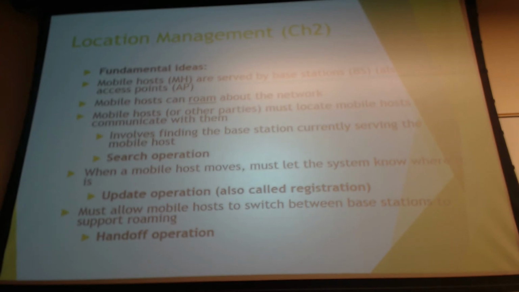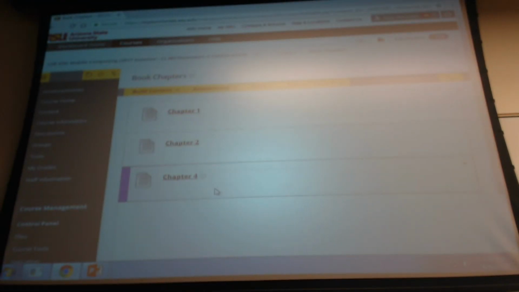By the way, this is chapter 2 of the book. I am not sure whether your TA has uploaded the book or not. If not, then I will tell them to upload. Oh yes, he has uploaded. He has chapters 1, 2, 4. These are the three chapters. If you go to Blackboard, you'll see it. Here, chapters 1, 2, 4. So we will talk about chapter 2, location management.